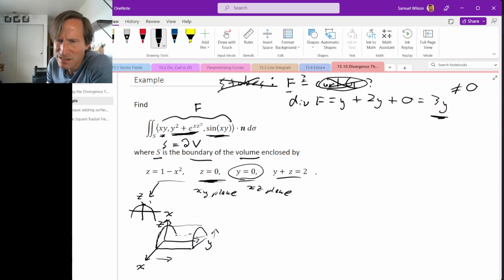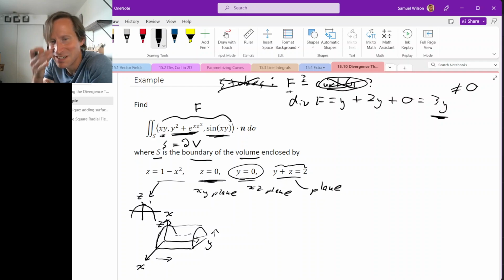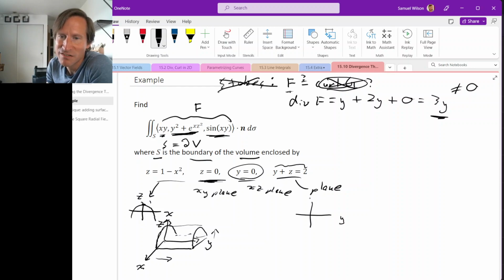And then this thing here, this is a plane. But right, to sort of picture what's going on, we need to have some idea of what this plane looks like. Because x doesn't show up in this equation, we can think of this as living, at first anyway, in the yz plane. If we rearrange this, we get z equals 2 minus y. So in the yz plane, this looks like this line where the intercepts are 2.